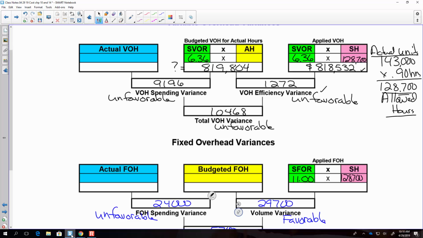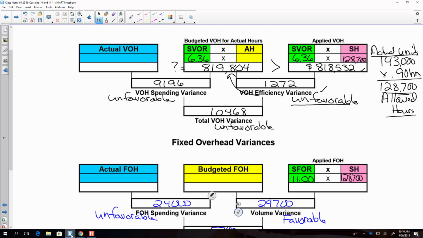Everybody agree? 819,804, if it's unfavorable, right? That means that this box is greater than this box, so by doing so, we have to add it. If this variance was favorable, I would be subtracting it, right? Because that would mean that this box in the center is smaller than the outside box on the right.